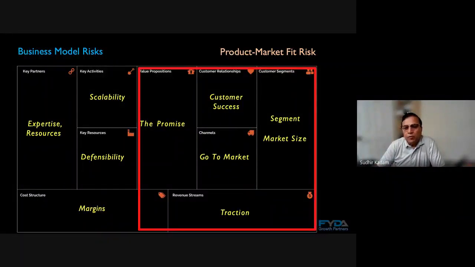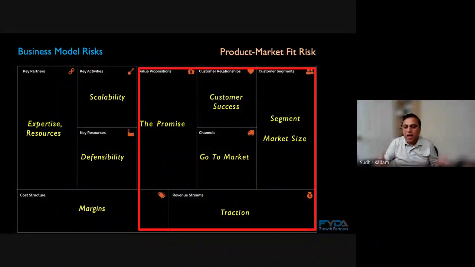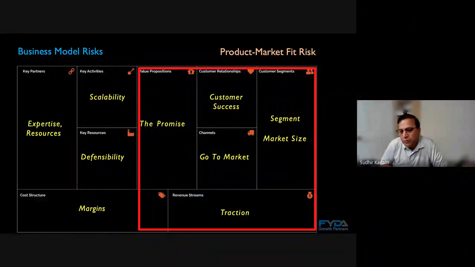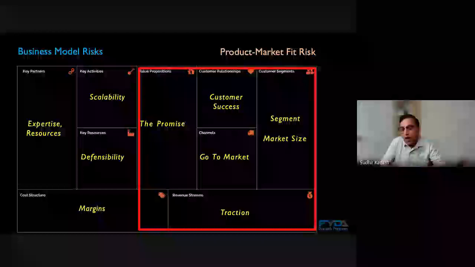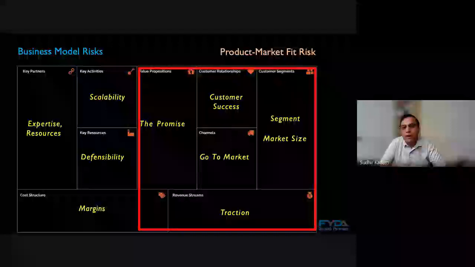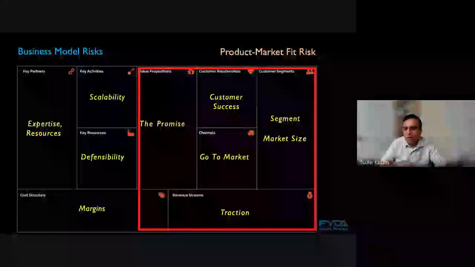Then we come to what we call the product market fit risk. This is where you show that there is something I've made which the market will buy. I have figured out how to take it to market, and how to keep customers happy so that they stay engaged, and I have this traction. Traction speaks for product market fit. In a B2B version, you have to show that I have so many letters of intent, or so many paid pilots in progress, and so many paid contracts. That is a good way to show that you are achieving your product market fit.